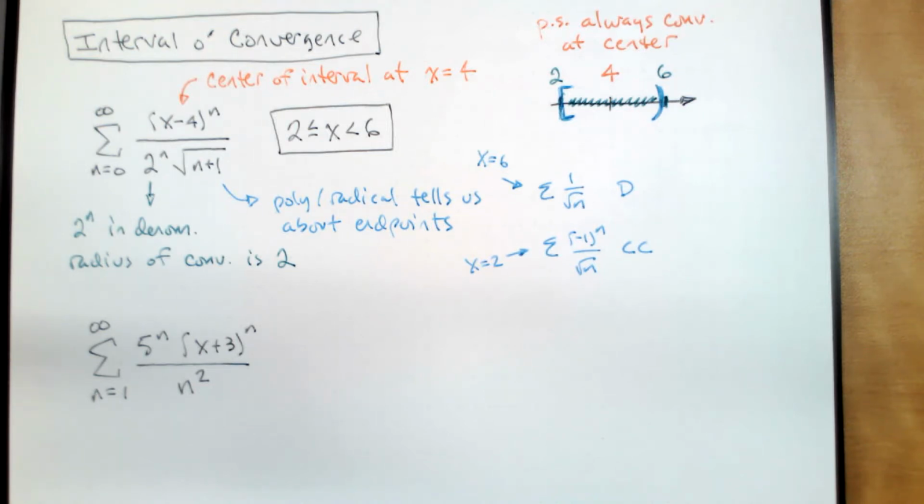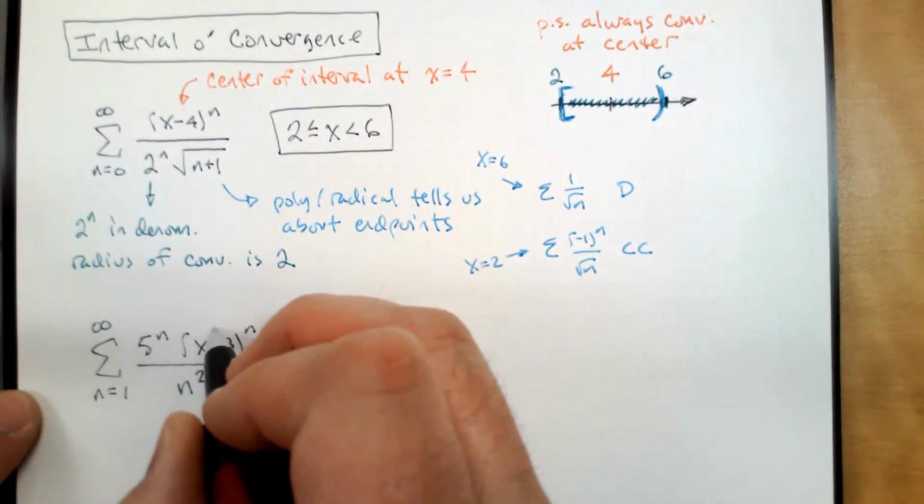So we want to identify all the things that we need to identify just by looking at the power series. There's nothing different in this series than there was in the previous one. We've got the power series part, the x plus 3 to the n. We've got an exponential factor of 5 to the n in the numerator this time, but that's not a thing. And we've got a polynomial factor, n squared this time. But that's how we categorize the 3 things that are going on here. The x plus 3 to the n is going to tell us that the center of the interval is at negative 3.